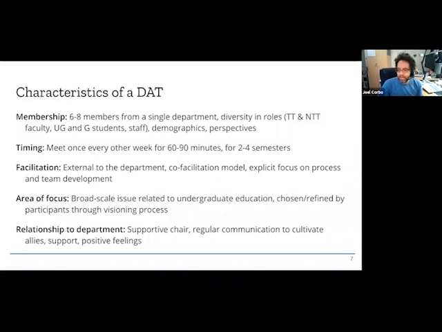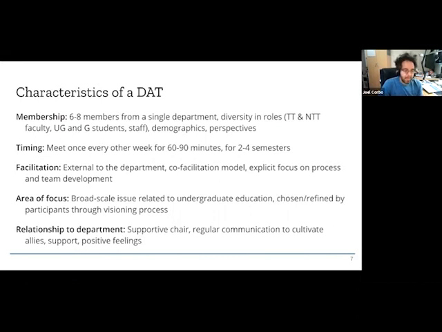So in terms of the characteristics of a DAT, like I said before, in terms of membership, there's about 6 to 8 people from a single department. We like to have diversity in roles. So ideally tenure track faculty and non-tenure track, undergraduate students, graduate students, staff members of all sorts. Essentially, we really want anybody who has a stake in undergraduate education in the department to be represented on the DAT. And we also want a diversity in demographics and other perspectives, like how long has somebody been in the department, basically as much of a cross-section as possible.